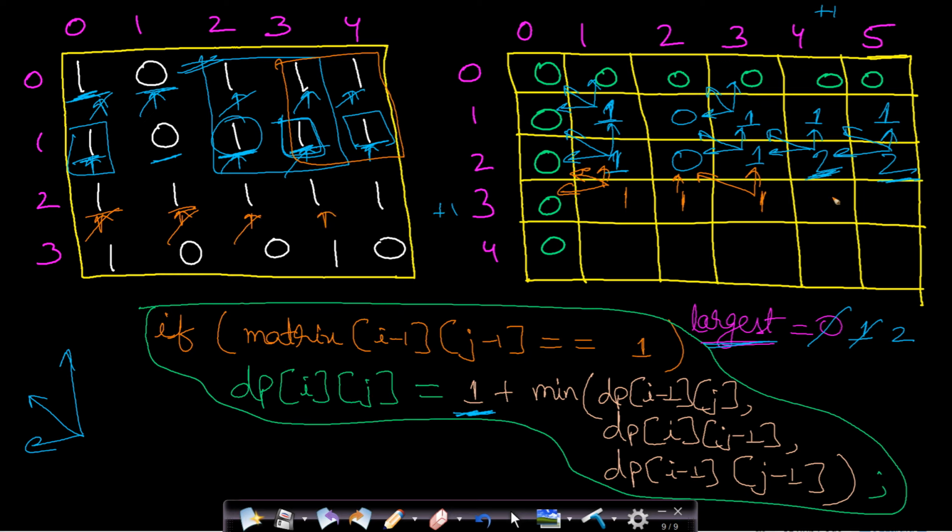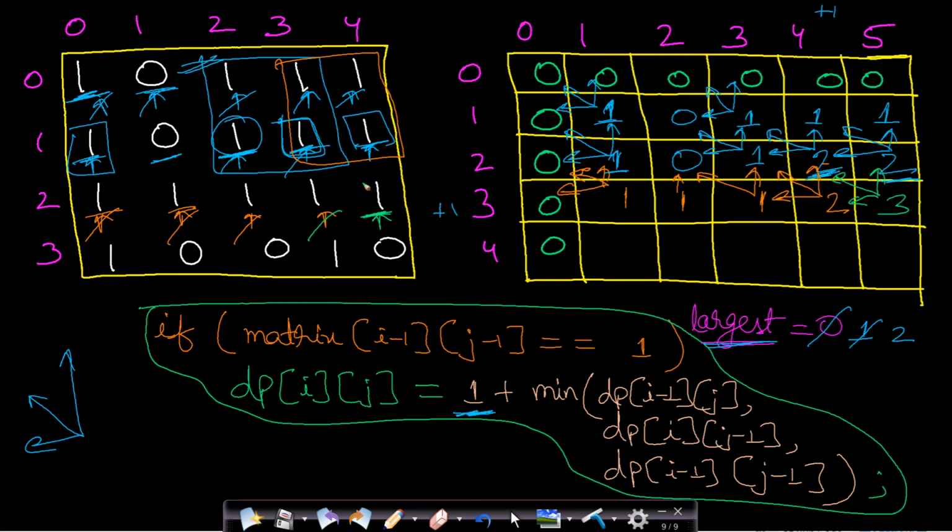You have another one. So you will see all these 3 directions. Minimum is 2, 1, 1, which will be 1. 1 plus 1 will be 2. So you will write 2 here. Okay. Now you move to the next element. This is also 1. So minimum of these 3 directions is 2. 2 plus 1 will be 3.